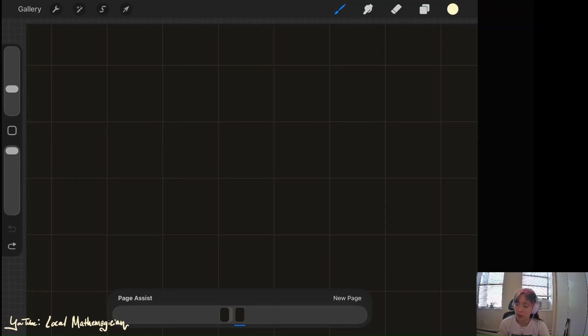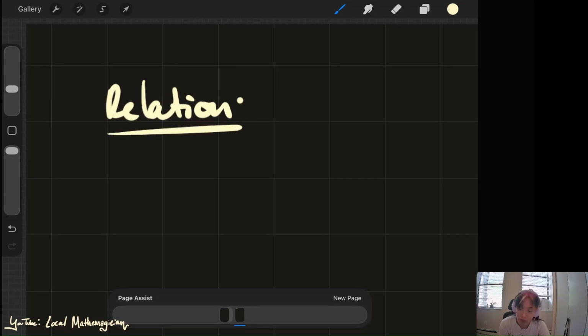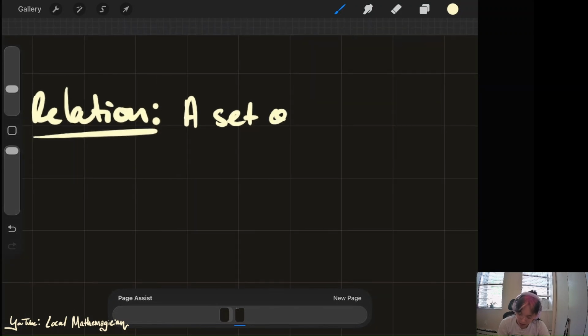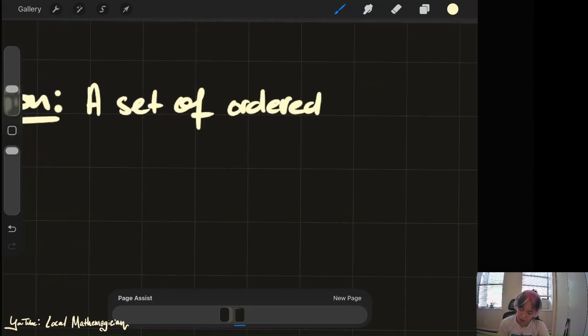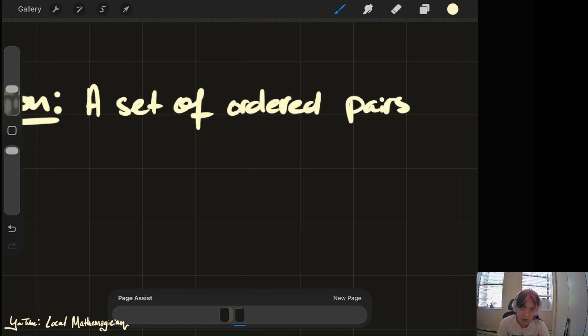Okay? Start by defining what a relation is. And a relation, loosely speaking, can be defined as a set of ordered, we're going to call them pairs, but they don't actually have to be just two. They can be 3, 4, 5, whatever you want, okay? A set of ordered pairs, that's it, a set of ordered pairs, okay?